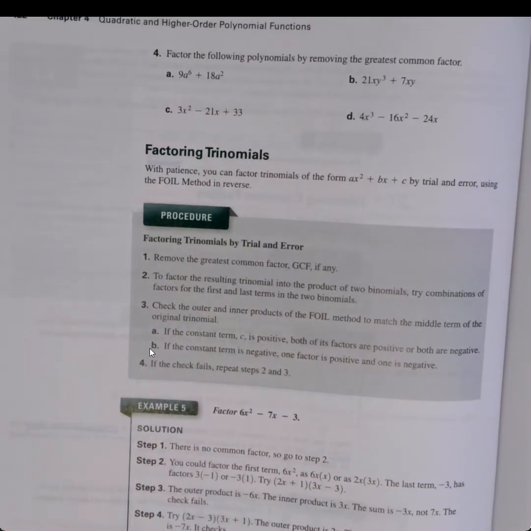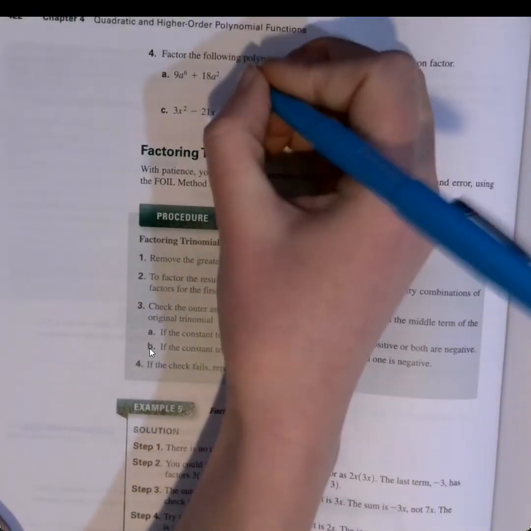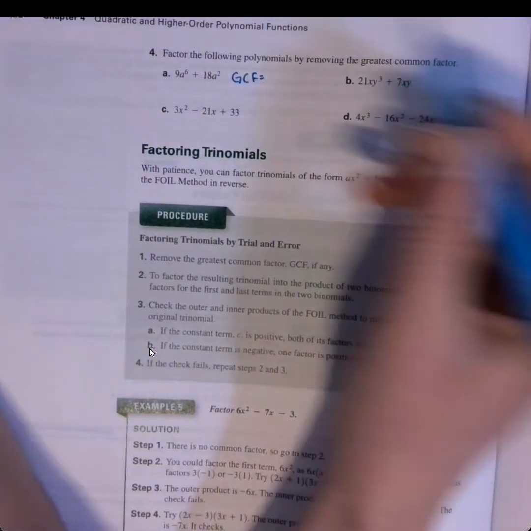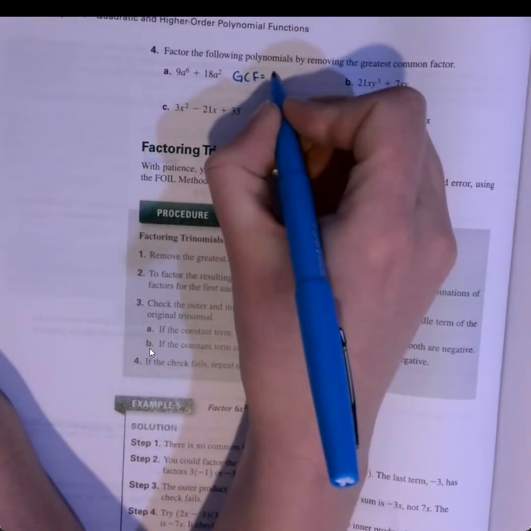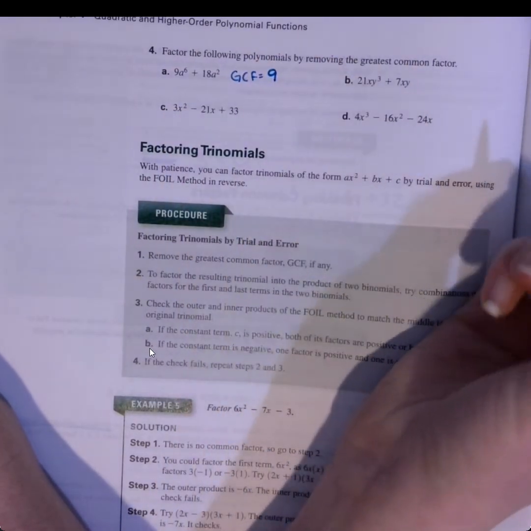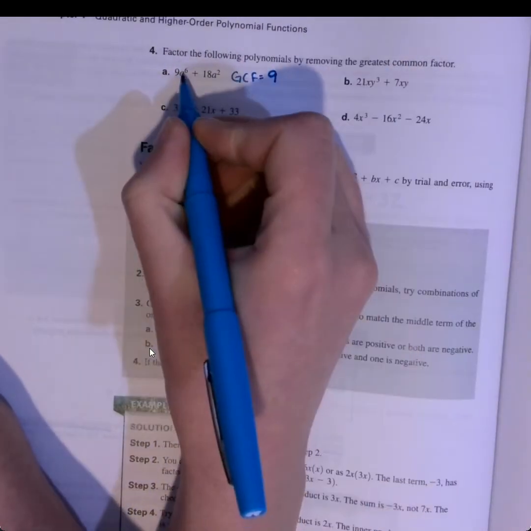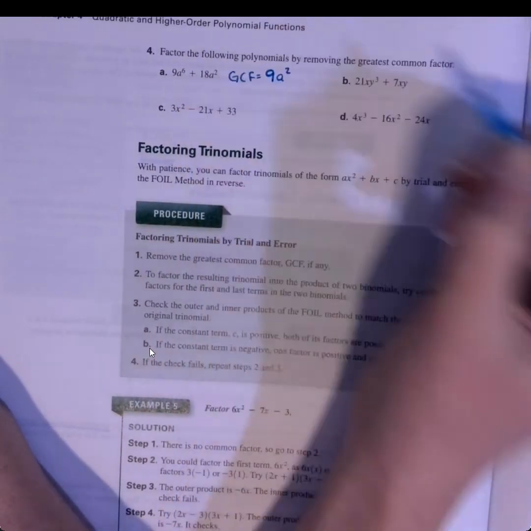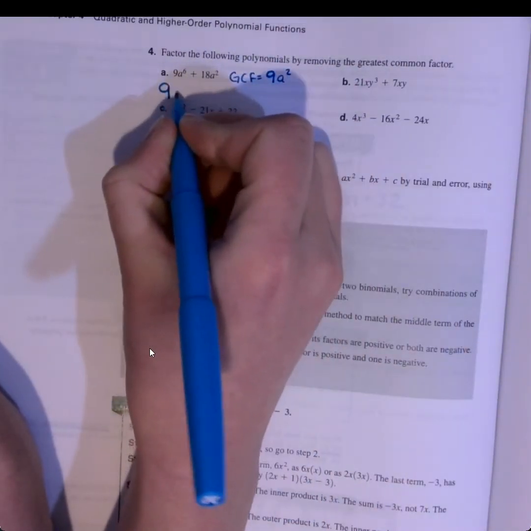First step is to find the GCF. The greatest common factor in the first one, 9 and 18 both have 9 in common, so the numeric portion of it's going to be 9. And then with the a to the 6th and the a to the 2nd, they both have at least 2 a's, so a squared is in common. So we're going to factor out 9a squared.